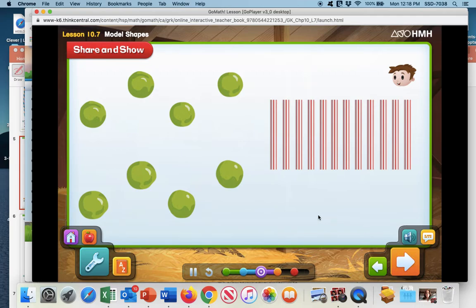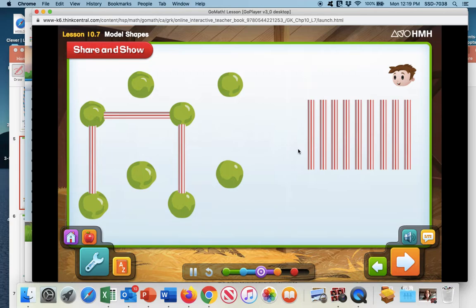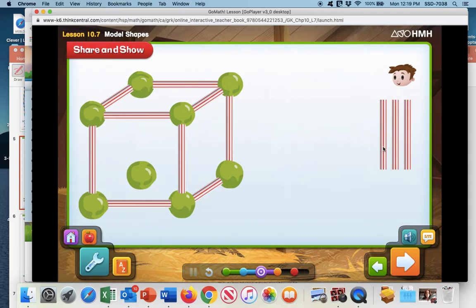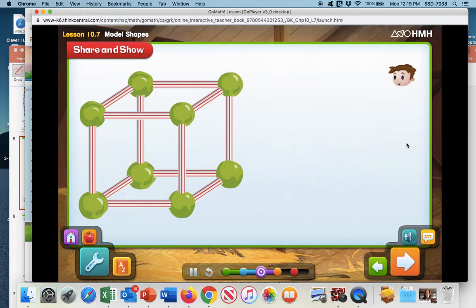Now Tim wants to use a different way to model a shape. He can use some clay and straws. Click to place each straw. 1, 2, 3, 4, 5, 6, 7, 8, 9, 10, 11, 12. What shape did Tim model?